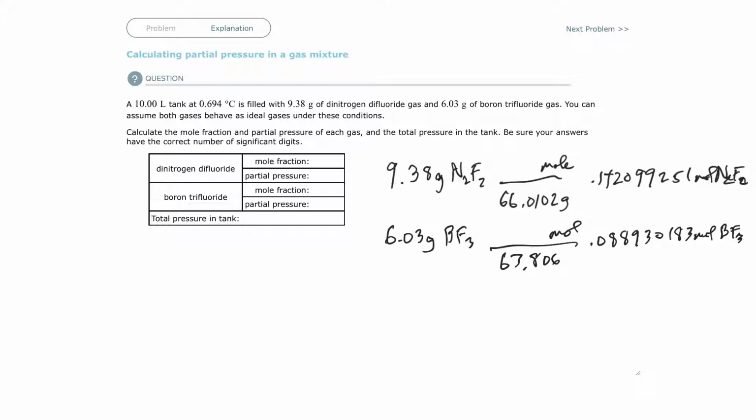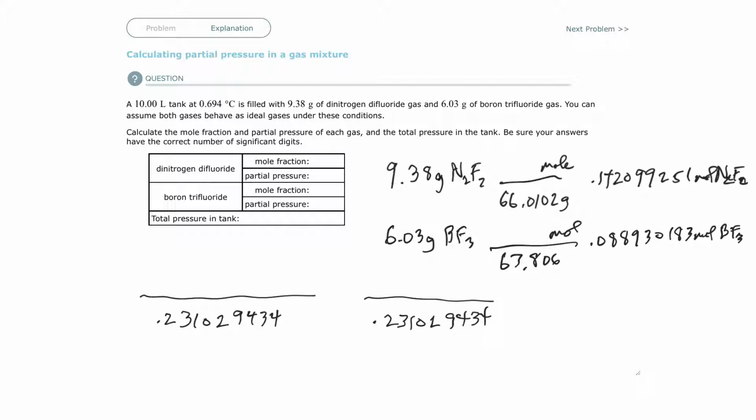So when I add these two together, 0.142099251 plus 0.088930183, I'm going to get 0.231029434. Let's do that twice. 0.231029434. So you're going to take the first one, goes here, the second one here.